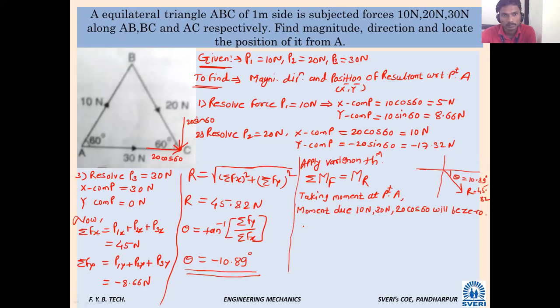1 meter. It will be 1. Why? Because that side of the equilateral triangle is given as 1 meter. For this moment due to the resultant, we don't know where the resultant is, so we are going to take its magnitude R, and calculate whatever the perpendicular distance may be.